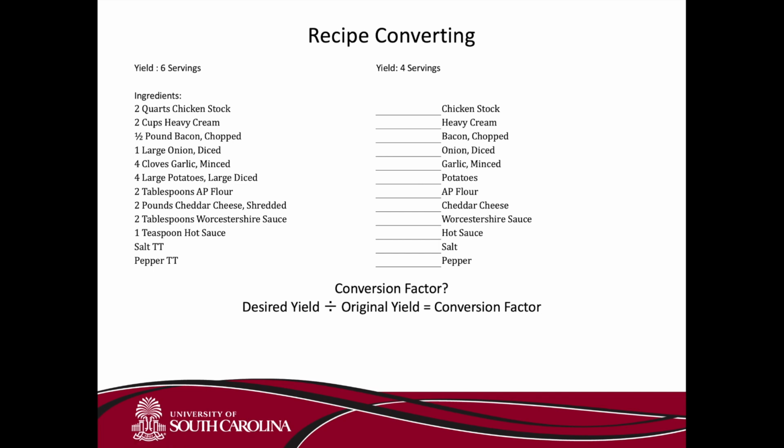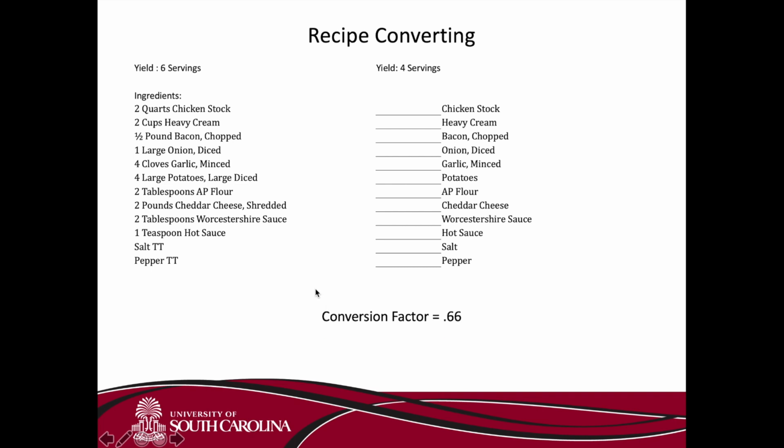So what are we going to do? Well, the first thing we know we have to do is come up with our conversion factor, right? So the desired yield divided by original yield. Our desired yield is 4. Our original yield is 6. So 4 divided by 6 is going to give us a conversion factor of 0.66, meaning that everything on this side here, all of these amounts, we're going to multiply by 0.66.